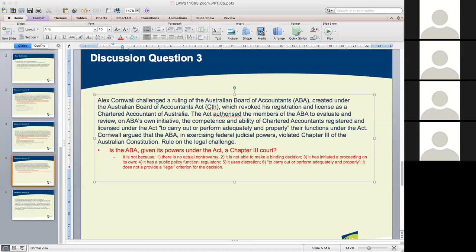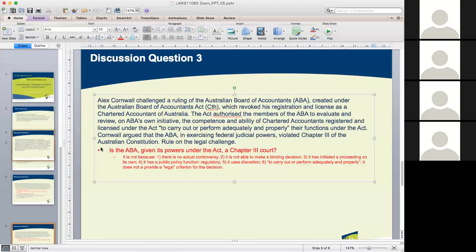So in this case, if in addition to what is in that act, had there been another provision where this specific board had been given the power to make binding and authoritative decisions, then that would have made it a Chapter 3 court. And because it seems to have been a Chapter 3 court, it would have been impermissible for that Chapter 3 court to be exercising non-judicial powers such as initiating a proceeding on its own, undertaking regulatory functions, or using discretion and so on. Okay, clear enough? Yeah, that's good. Very good. So let's go to the final question.